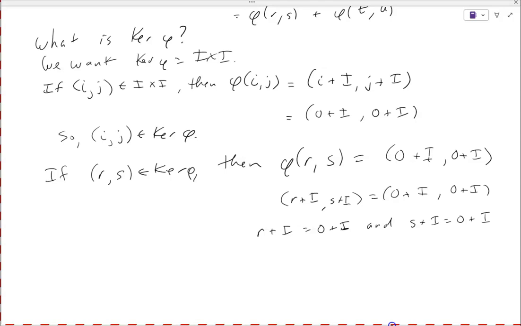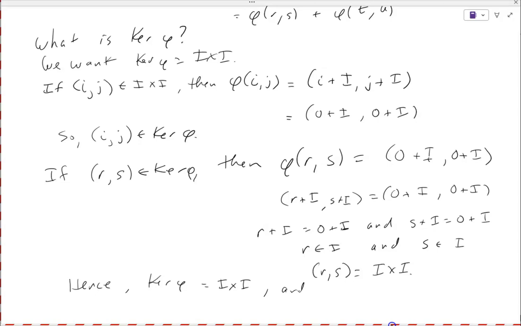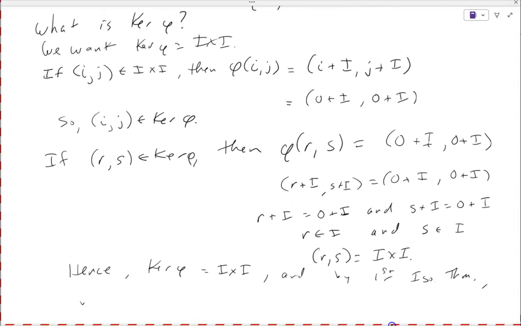So where does R live? In the ideal. Where does S live? In the ideal. So where does R comma S live? In the ideal cross the ideal. Hence, the kernel is really I cross I. And by the first isomorphism theorem, we have R cross R mod out by I cross I.